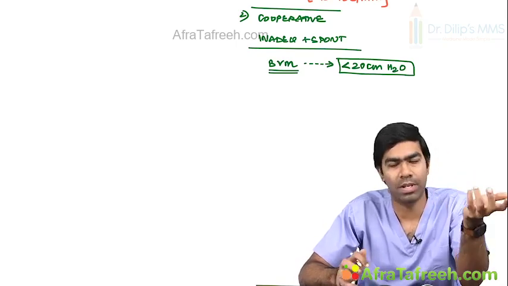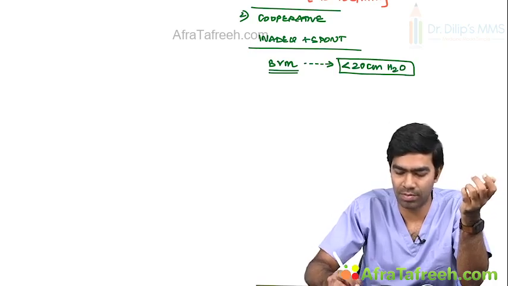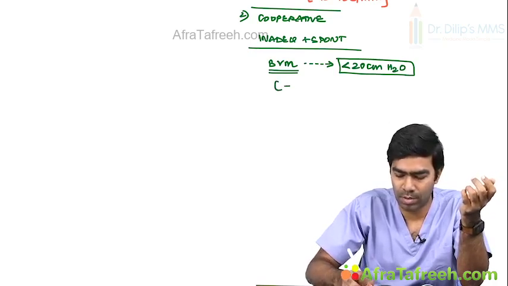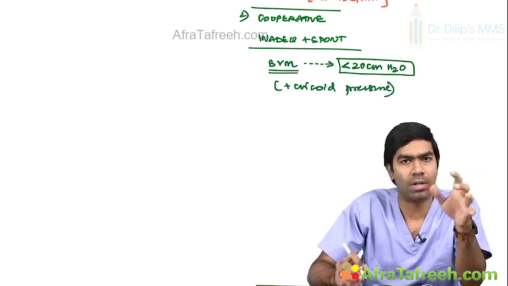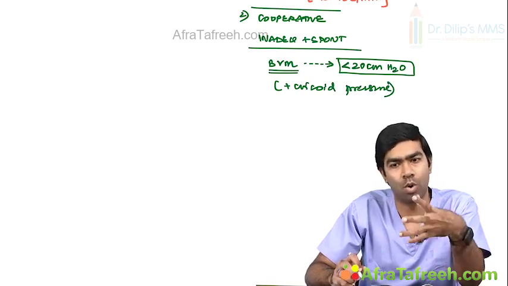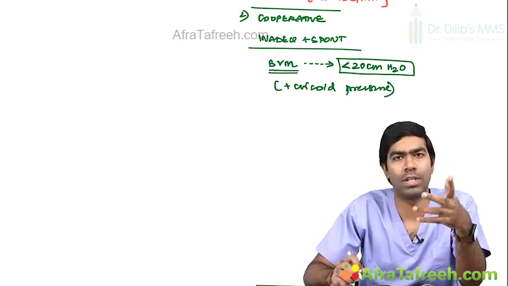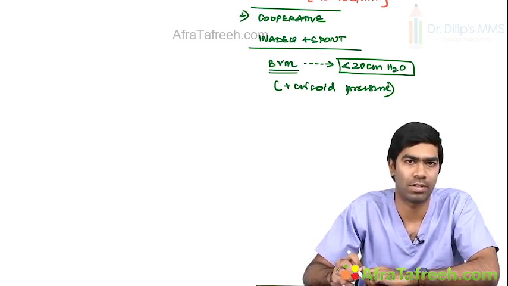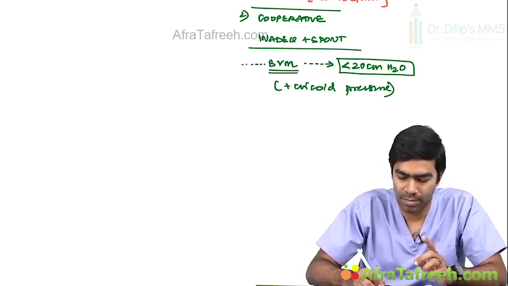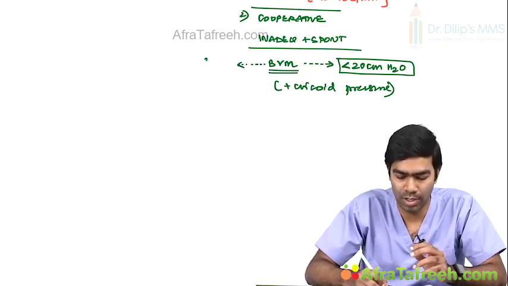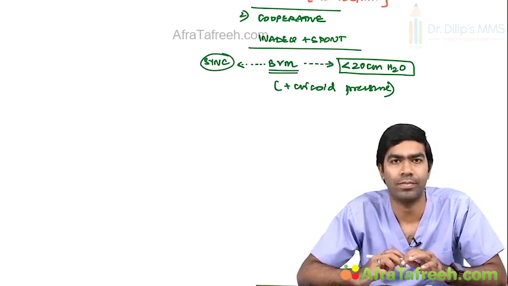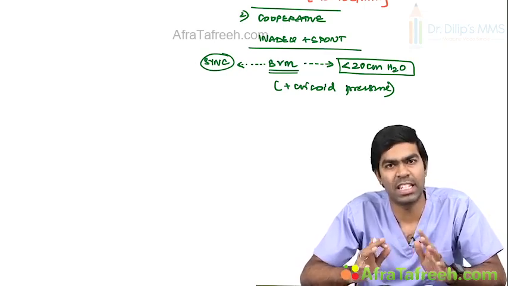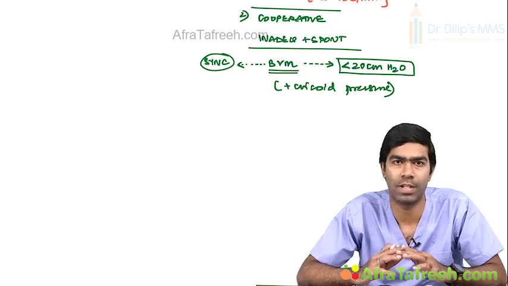So whenever you are doing a BVM, definitely in this condition, I will prefer doing a cricoid pressure as well. But make sure you do it very, very delicately. Don't do it harder, because otherwise it will result in gastric insufflation and aspiration. At the same time, make sure that the bagging you are doing is in sync with the patient's breathing, because here the patient is actually breathing. So make sure that the bagging is in sync with the patient's respiration.